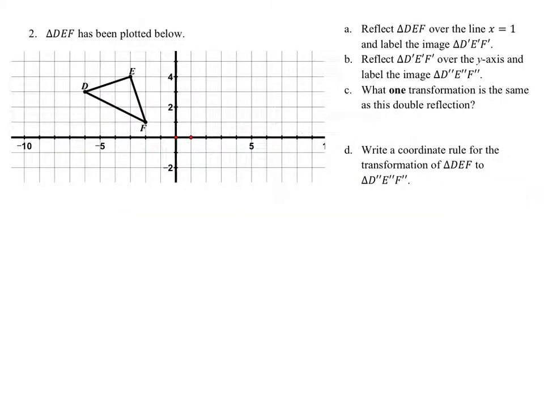Triangle DEF has been plotted below. Reflect triangle DEF over the line x equals 1. Let's see what that line looks like. x equals 1 is right here. That line, the red one, is x equals 1, and we are reflecting triangle DEF over that.